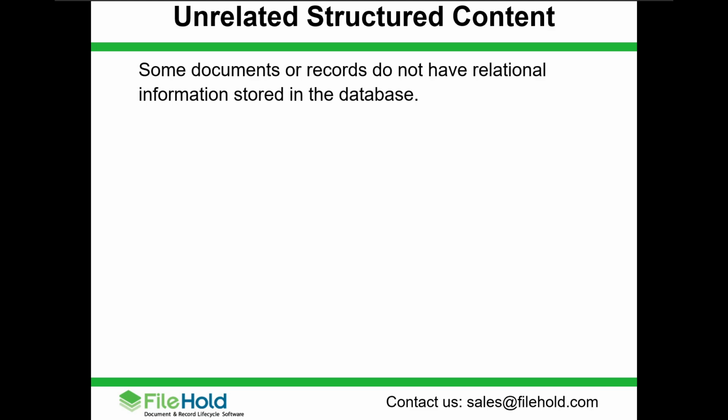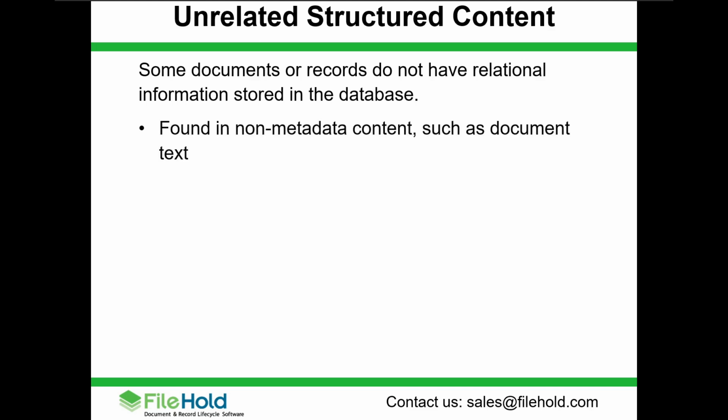Now, some documents or records do not have relational information stored in the database. For example, you might find non-metadata content such as document text. This information is related to each document, but it's not directly tied together. This is not dependable information, and you get a lot of false positives. The more broad the word is, the more likely you are to find it. Think of how many documents in your organization have your company's name in them. Probably 90 to 95% of them, easy guess.